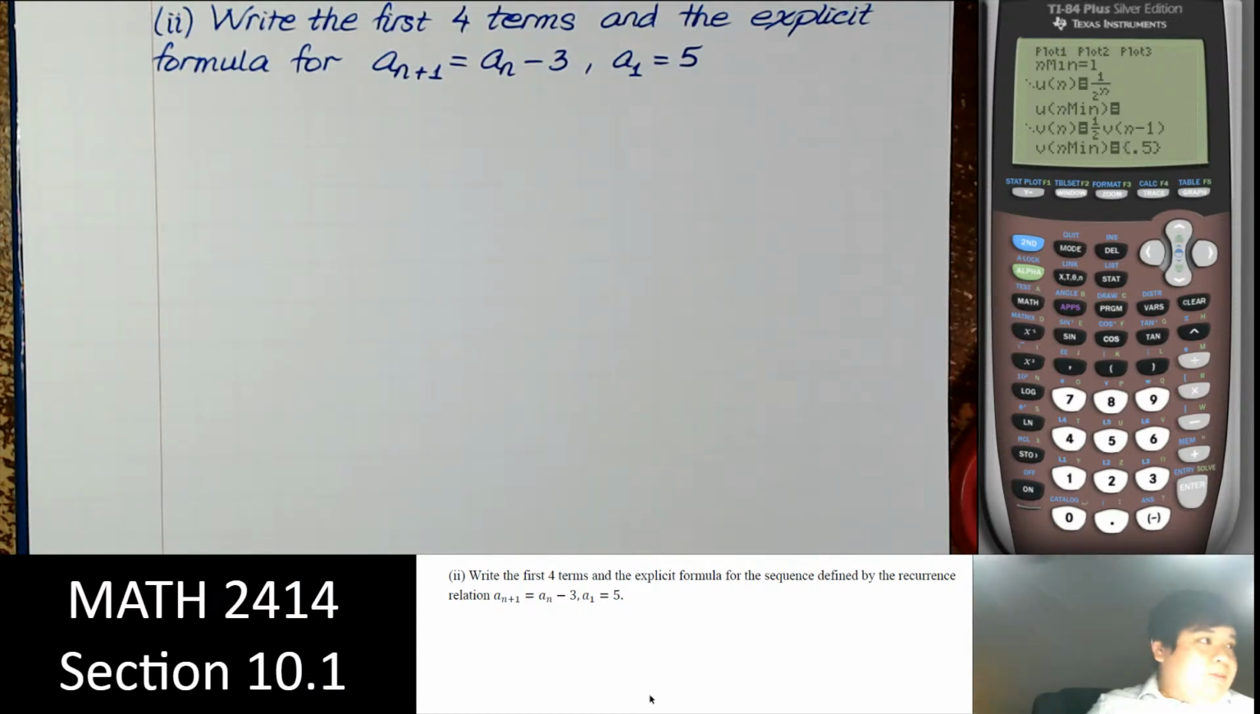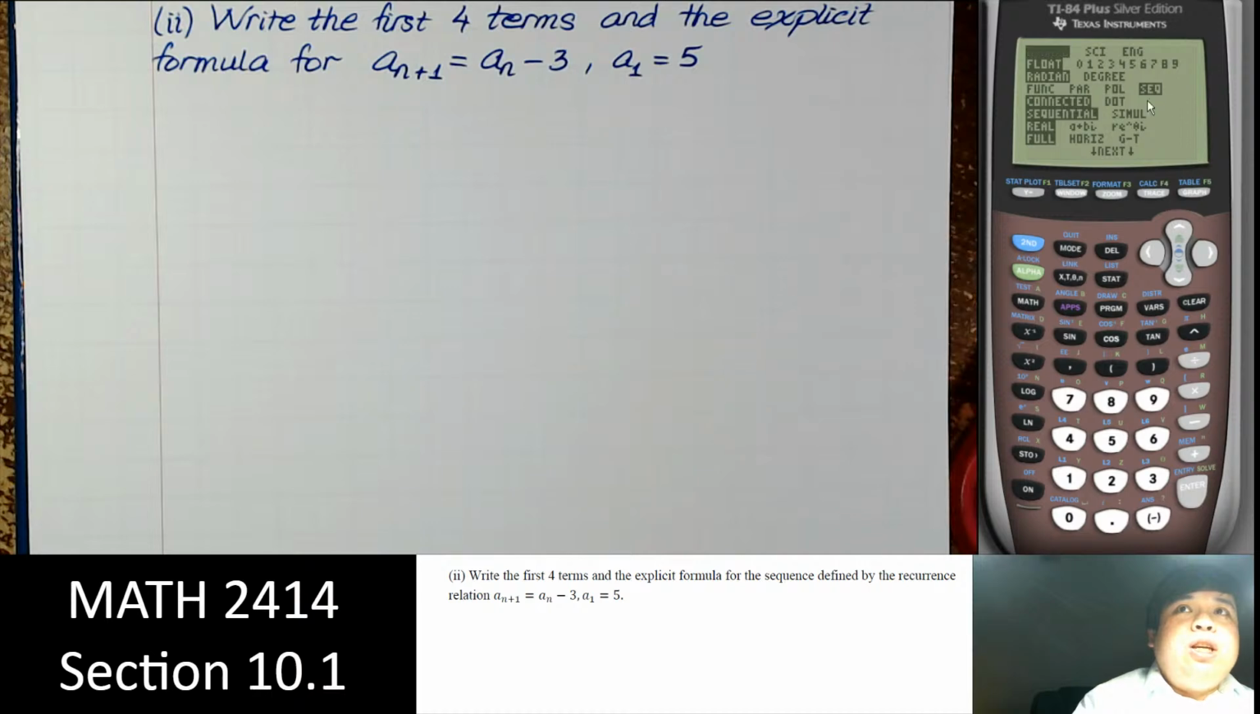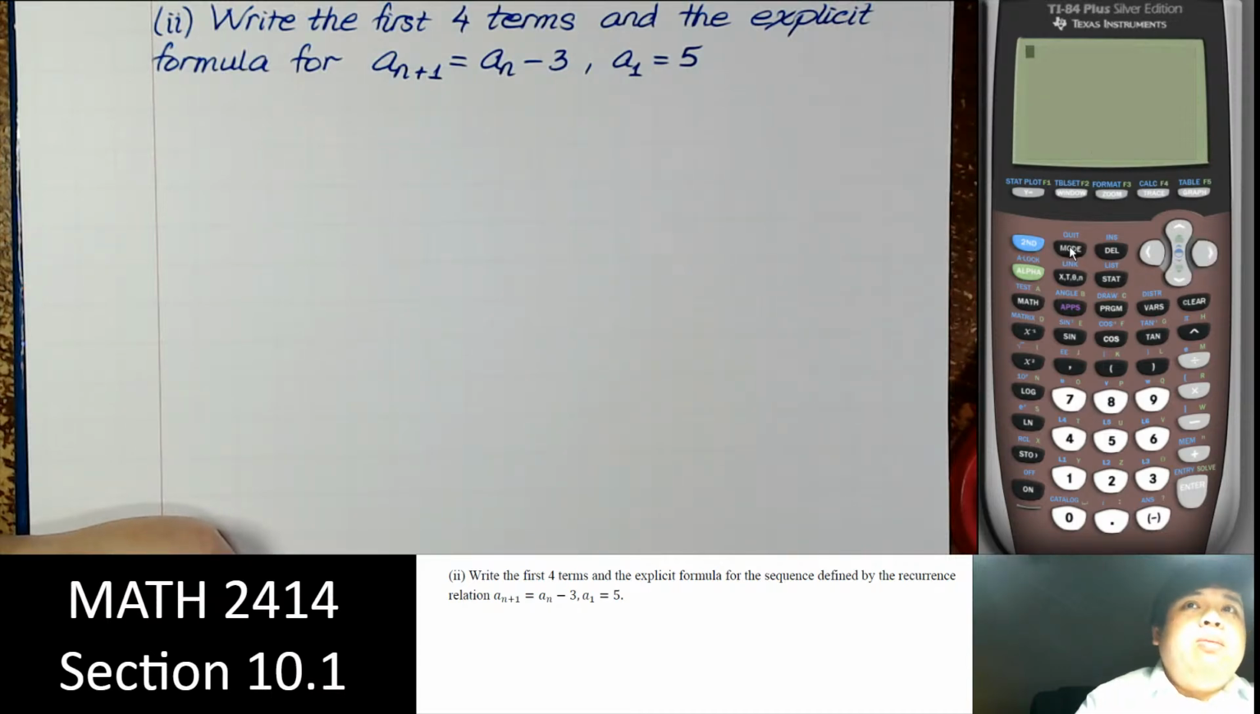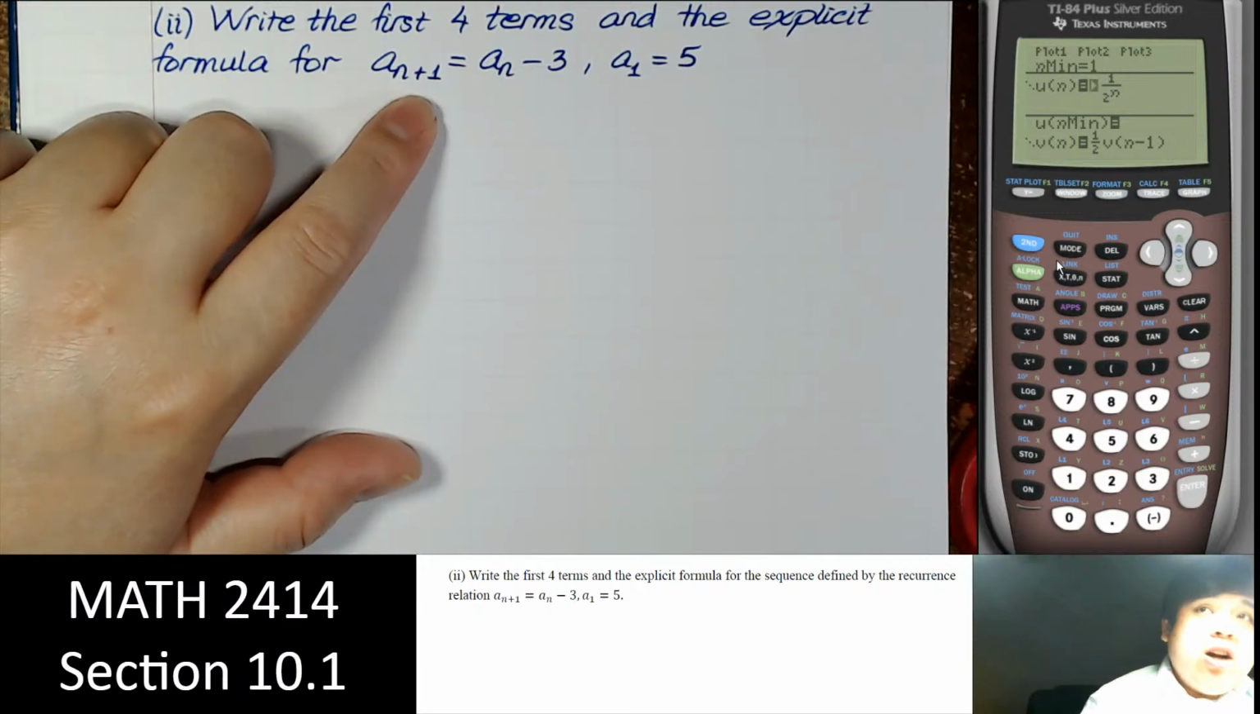Oh, sorry. Once again, thank you. Yes. So hit mode and we have to choose the sequence mode. So highlight the sequence and hit enter. And then second mode. And then we can hit y equal to, and that gives us the calculator in the sequence mode. Right. So here we have the recursion relation.